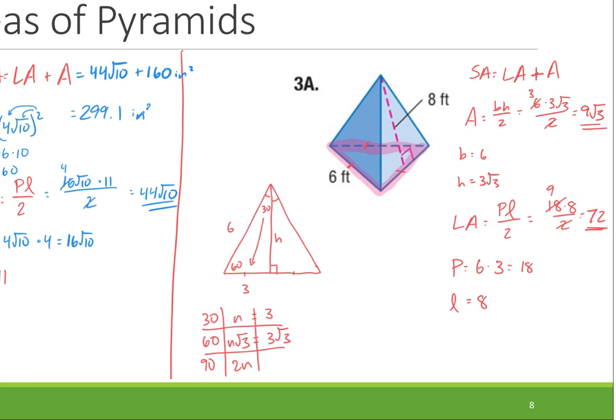So now I have all my pieces. Kind of running out of room, so let me change colors and come down here. So surface area is going to be 72 plus 9 square root 3. And this, again, would be your exact answer. Feet squared. Ta-da. This is going to be your exact answer, but if the problem asked for things in terms of decimals, rounding to the nearest tenth, you can go ahead and do that, in which case it would be 87.6 feet squared. This would be if you were rounding to the nearest tenth.